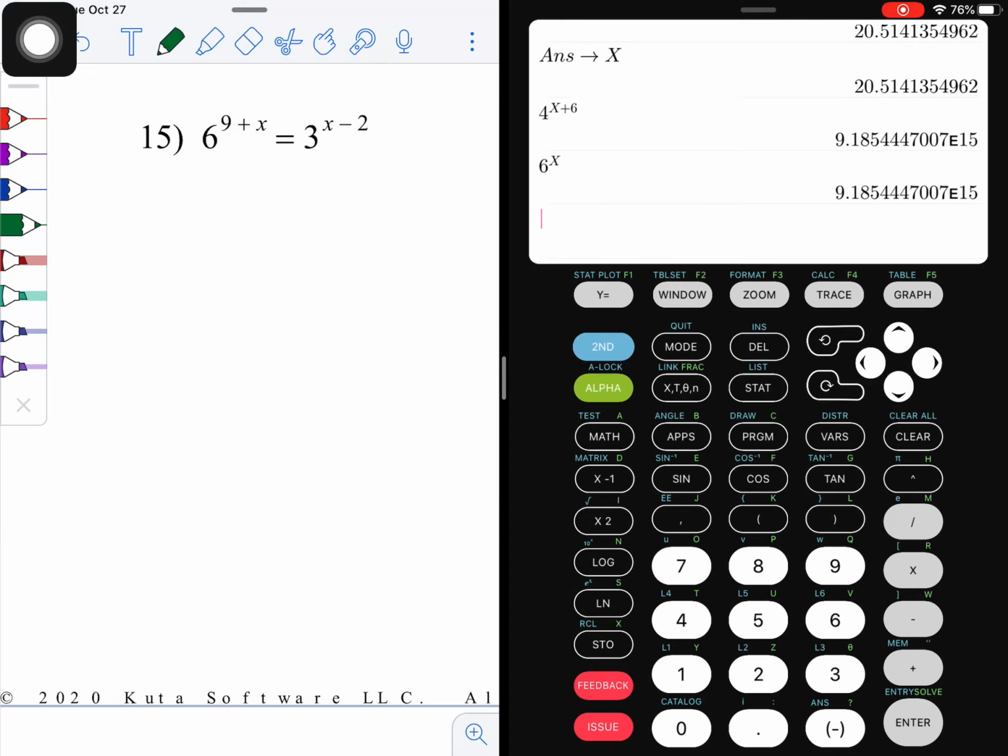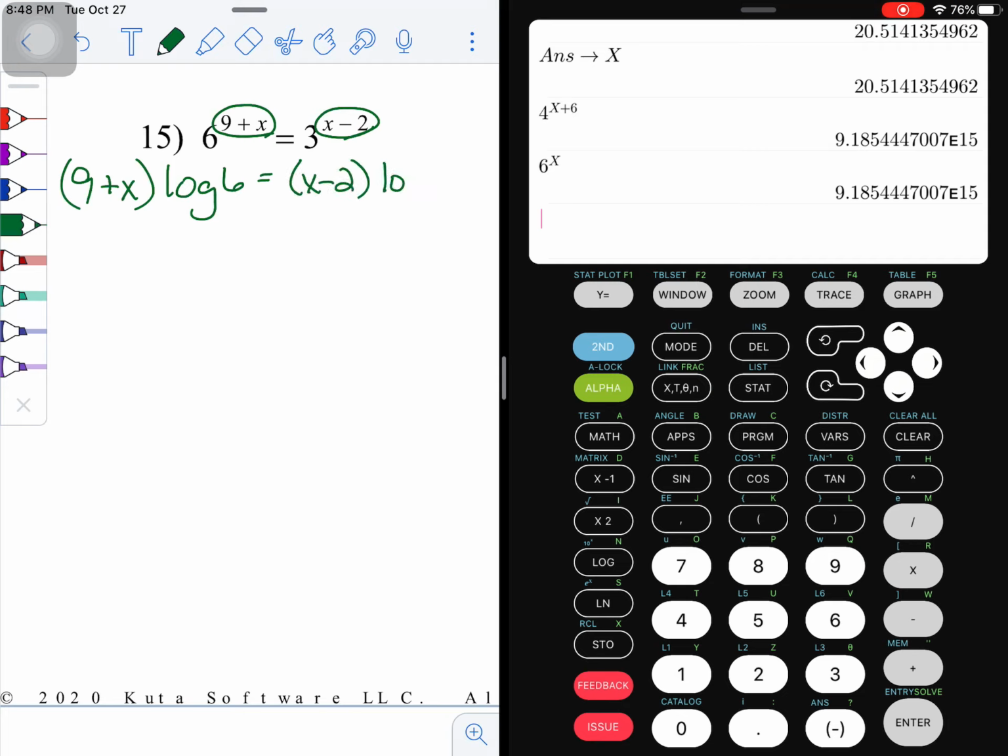which I'm pretty sure, yep, that's the last problem that I'm going to be going through, and I will put the key up with the other half. So let's run through this one. I'm going to take this exponent, fly it in front. So 9 plus x log 6. I'm going to take this exponent, fly it in front. So x minus 2 log 3.